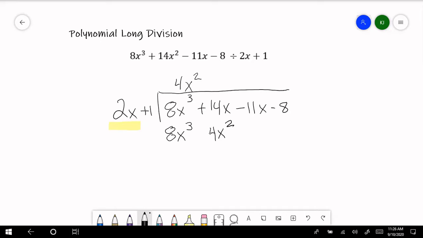So I took this 4x squared right here, and I multiplied it to the 2x, and I multiplied it to the 1. When I multiplied to the 2x, I got that. When I multiplied to the 1, I got that one. Okay.